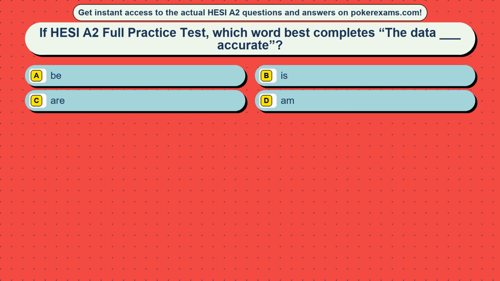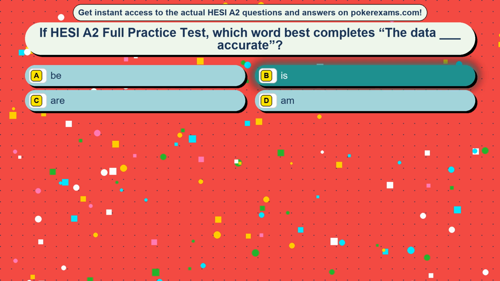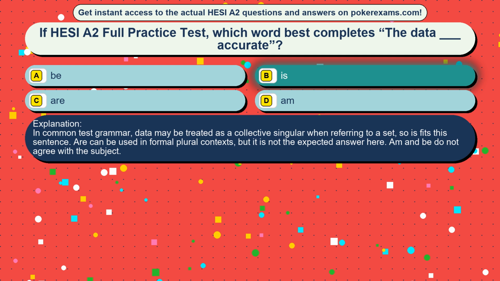Question 20. If HESI A2 full practice test, which word best completes the data blank accurate? Option A, are. Option B, is. Option C, bar. Option D, them. The correct answer is option B, is. In common test grammar, data may be treated as a collective singular when referring to a set, so is fits this sentence. Are can be used in formal plural contexts, but it is not the expected answer here. C and D do not agree with the subject.